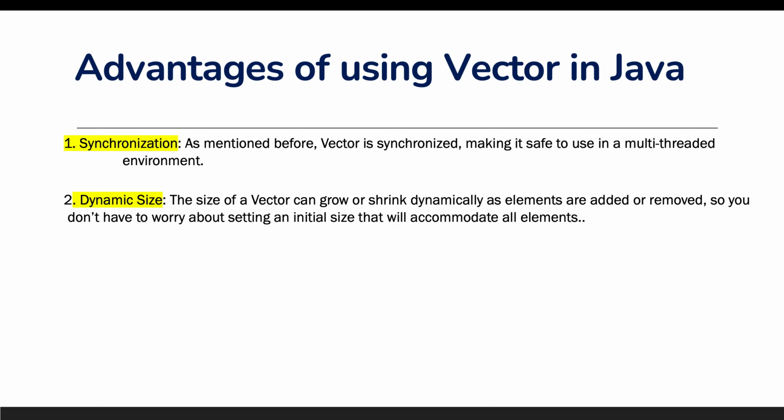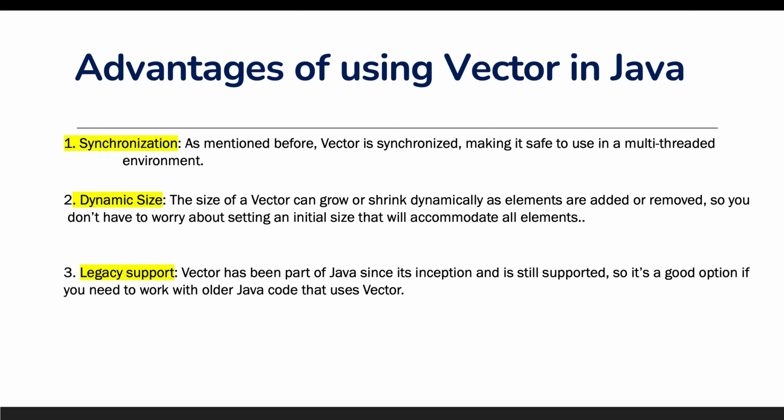The next advantage of using the vector class is that it is dynamic in size. We have already seen the size of the vector can grow or shrink dynamically as elements are added or removed. So you don't have to worry about setting the initial size; it will accommodate all the elements. Meaning if you create the vector class object without providing the size, by default Java is going to provide a default size of 10, and according to the insertion or deletion of elements, the size of the vector list is going to be updated.